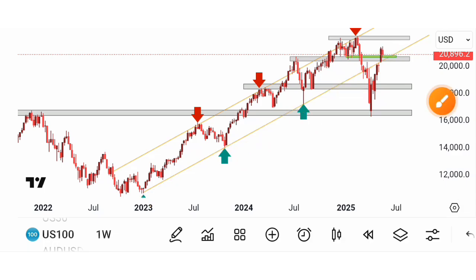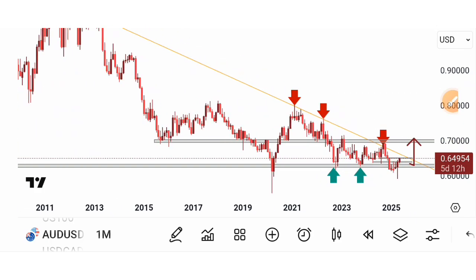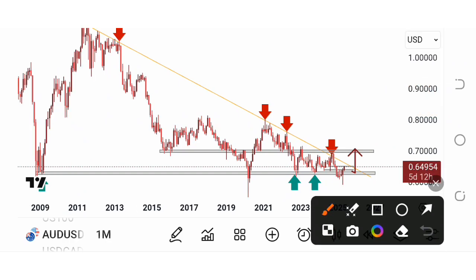So with that being said, let's move on to AUD USD. AUD USD, I'm also bullish on this market. On the monthly time frame on this particular instrument, you can clearly see that this market was in a bearish trend in the past. The market was trending down, right? However, there's always been a very strong area of support.